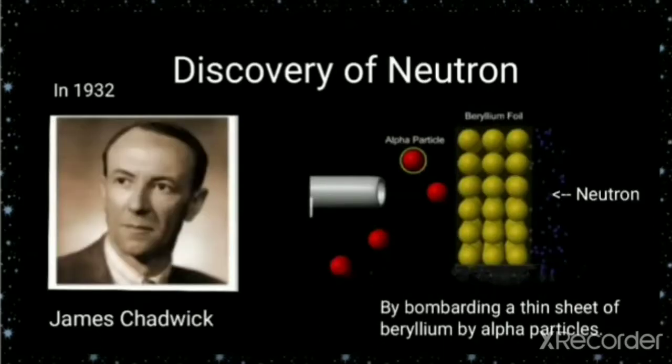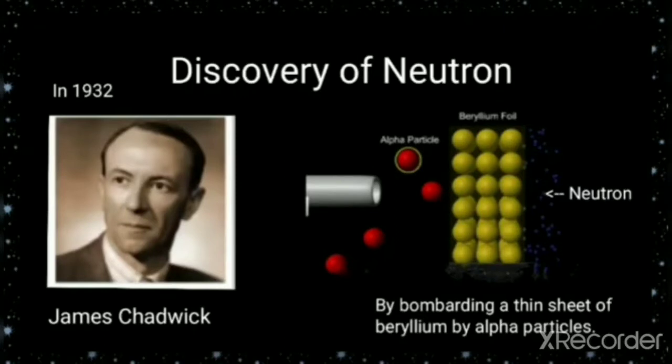Later on, Chadwick in 1932 discovered an electrically neutral particle as one of the particles of an atom. By bombarding a thin sheet of beryllium with alpha particles, he observed electrically neutral particles which get ejected from the beryllium sheet. He named these emitted particles as neutron.